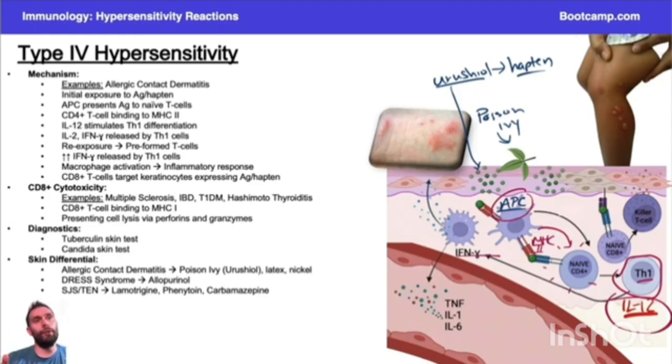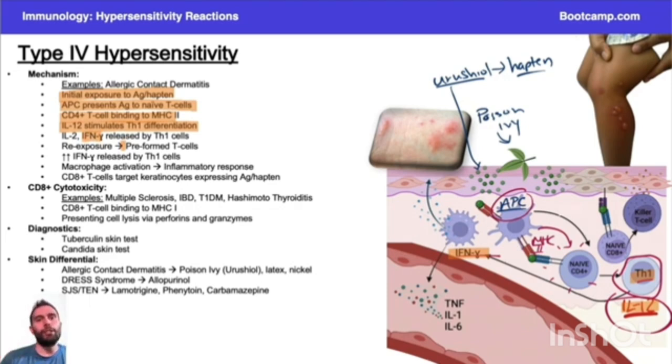The important point, though, is you have to know: is this the first exposure or re-exposure? This is something that we keep going back to. On initial exposure to this antigen hapten complex, the antigen presenting cell, like we said, will present to the CD4 positive T cell, binding via MHC2. Interleukin 12 stimulates differentiation to a T helper 1 cell, and then that T helper 1 cell will release interferon gamma. That interferon gamma will essentially stimulate macrophages.